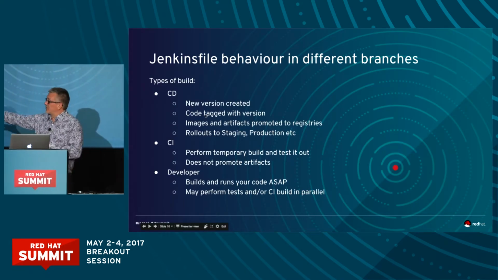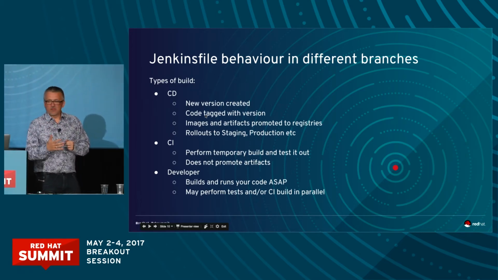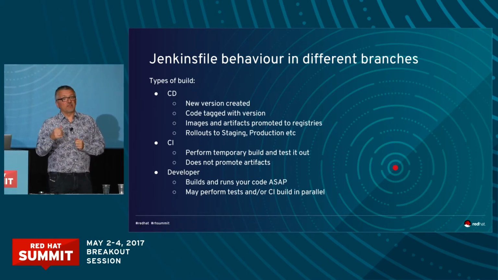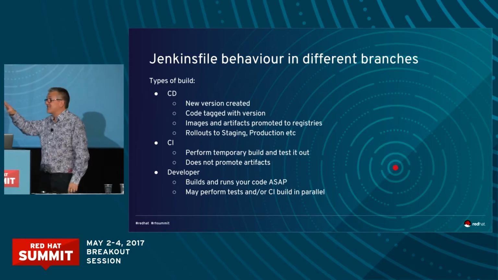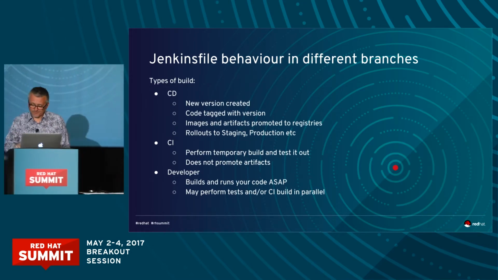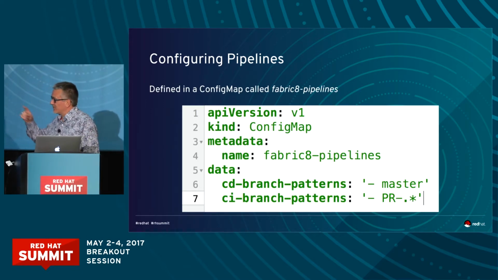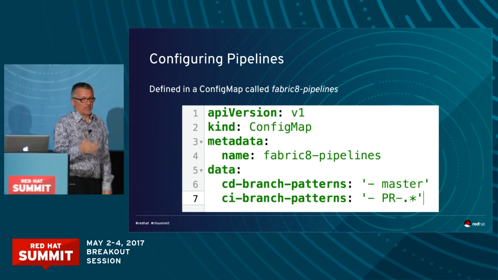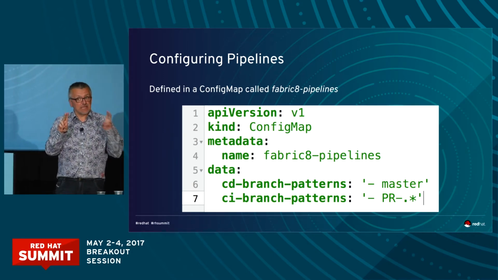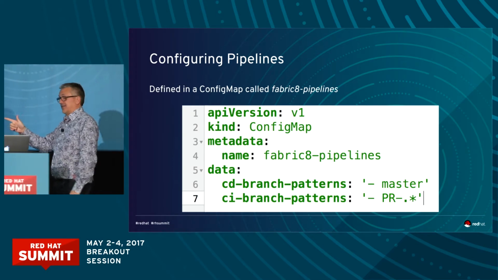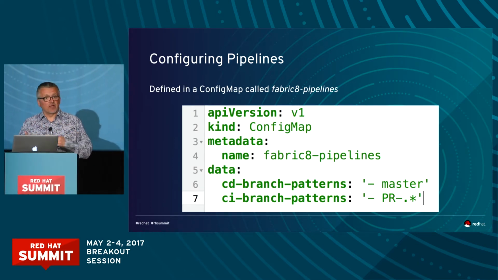And then developer builds. When you're a developer and you want builds to happen, you typically just want to run the app as quickly as possible so you can test changes. So we often have these flavors of pipeline. The way we configure this under the covers is we have something called a config map in your namespace that defines which branches are going to be CD, which branches are going to be CI, so that we know what flavor of pipeline to run based on which branch you're in.